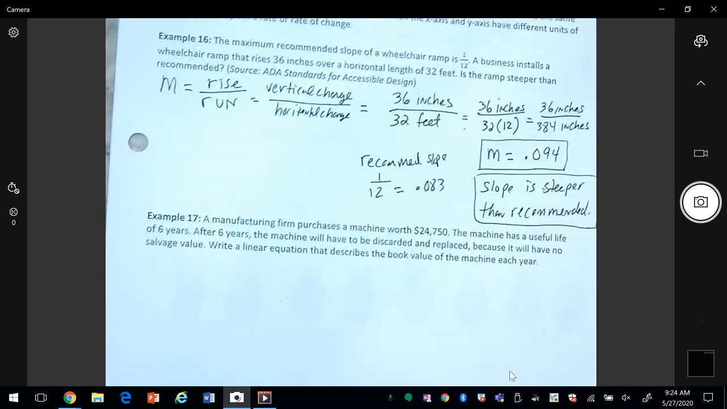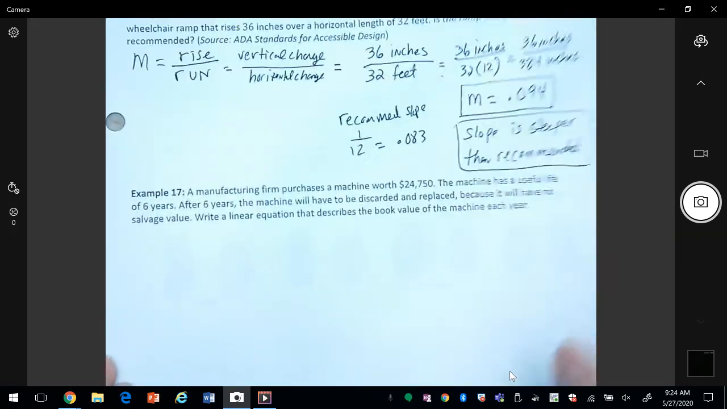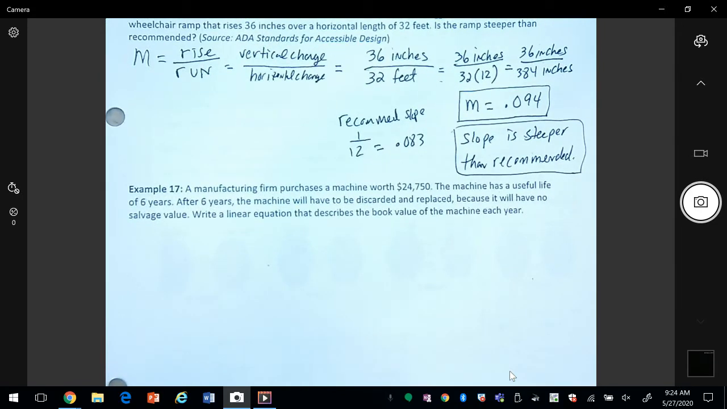Okay, so let's look at the next one. A manufacturing firm purchases a machine worth $24,750. The machine has a useful life of 6 years. After 6 years, the machine will have to be discarded and replaced because it will have no salvage value. Write a linear equation that describes the book value of the machine each year.